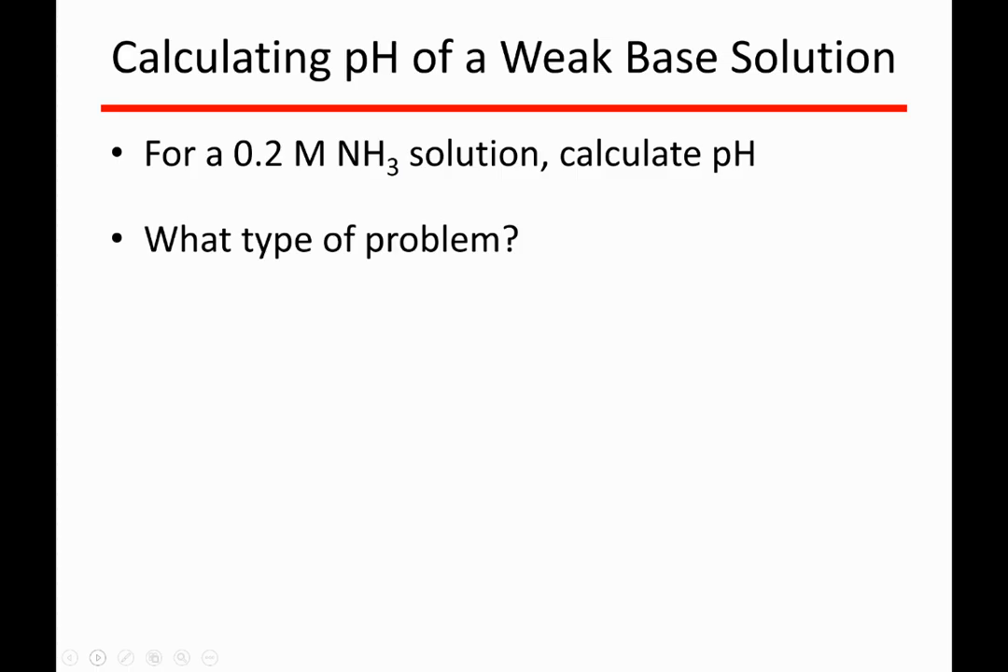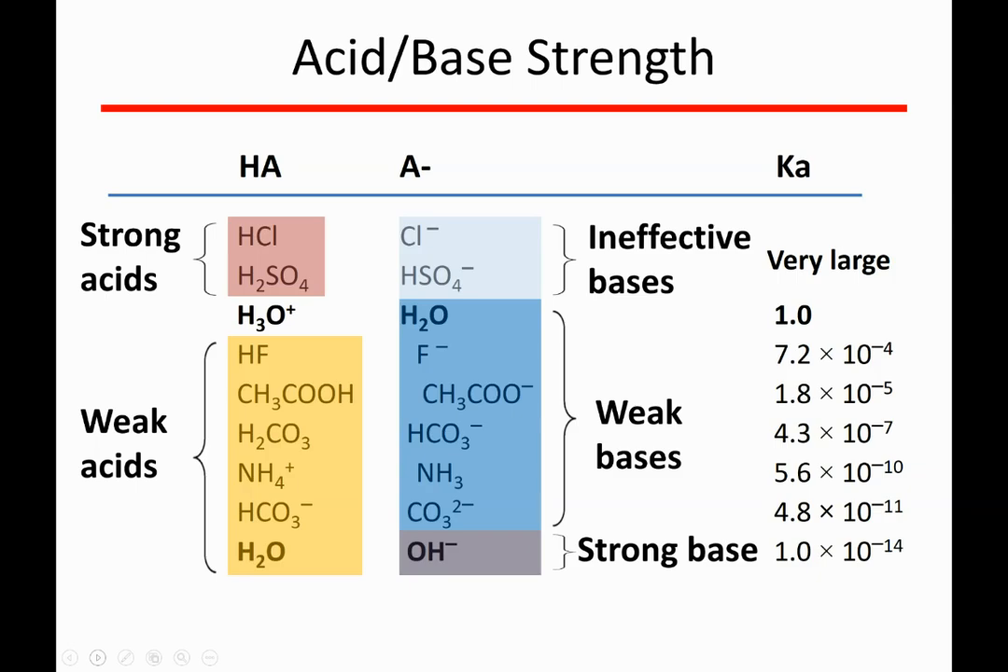To get the answer to that question, we have to figure out what type of a substance NH3 is. So you can take a look at the table of acids and bases, and what we find is that NH3 appears here in the A- column. And I'll again remind you that when we're talking about bases, the only strong base that we have is hydroxide. All the other bases that we have on the table are either weak bases or ineffective bases. Since NH3 is the conjugate base of a weak acid, NH3 is itself a weak base.